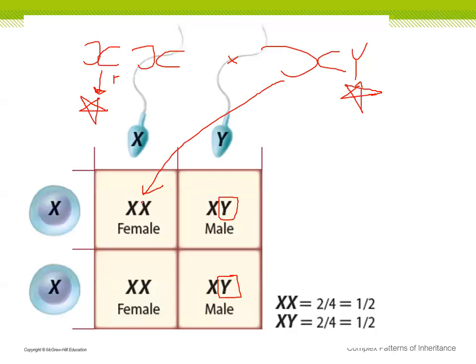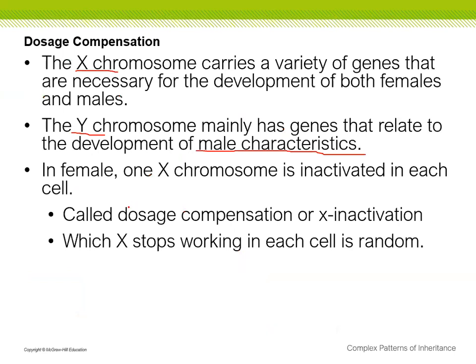And in females, one of those X chromosomes is inactivated in each cell. There are two of them, right? So they're going to shut one of them off. We call this dosage compensation. Another word is X inactivation, and both of these terms have been used. The one thing to note is that whichever X chromosome stops working is purely random.